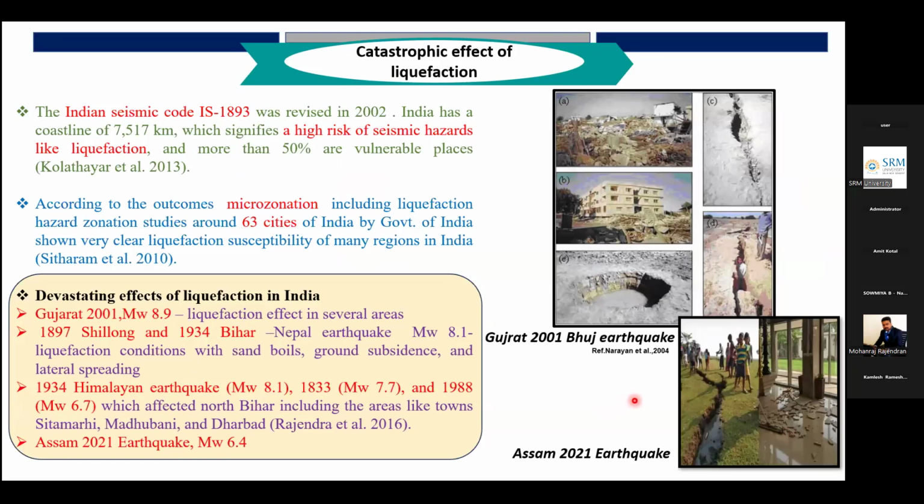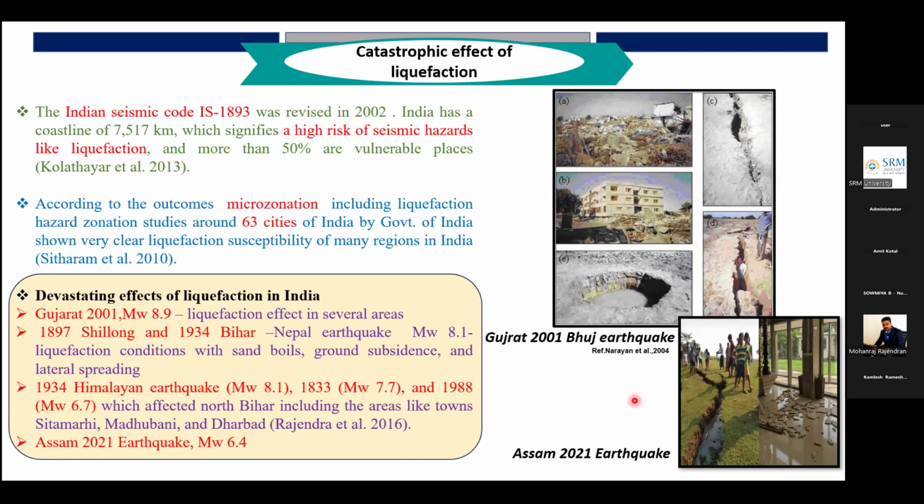So just look at the Indian scenario. The Indian Seismic Code IS 1893 was revised in 2002. India has a very vast coastline, about 7,500 kilometers, which signifies a high risk of liquefaction hazards, and more than 50% are vulnerable places. The study was conducted along this coastline.